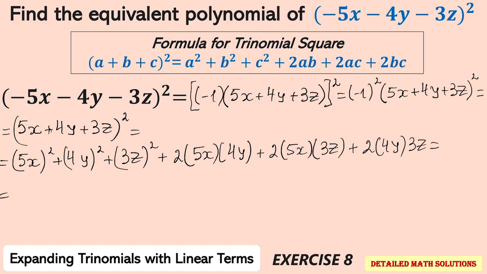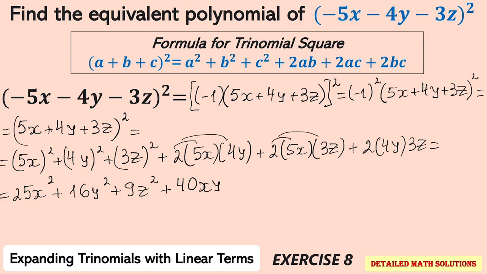And when I simplify further, this equals 25x squared plus 16y squared plus 9z squared plus 2 times 5, 10 multiplied by 4, I have 40xy. Then I have 10 times 3, plus 30xz. And then I have 2 times 4, 8 times 3 is 24yz.